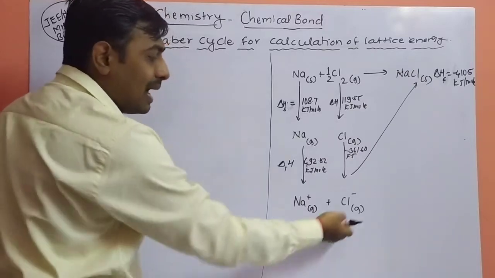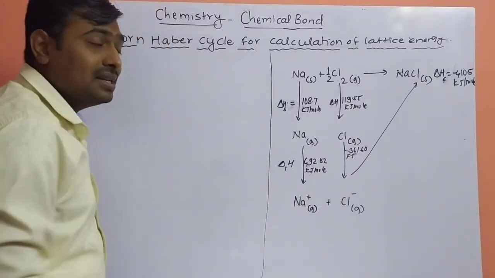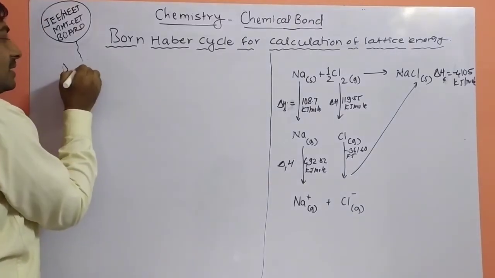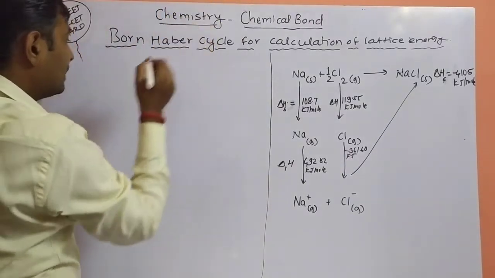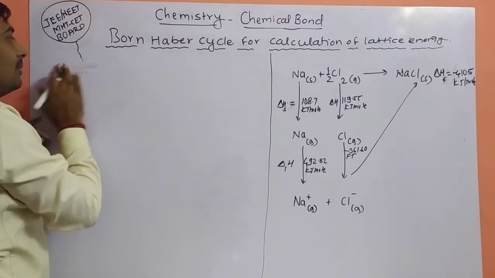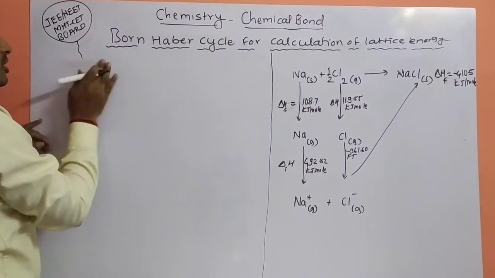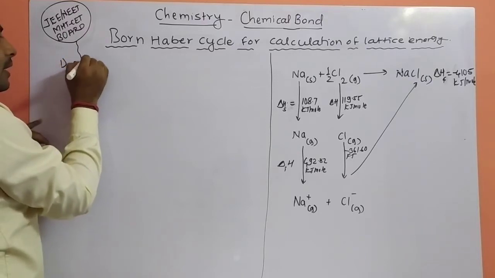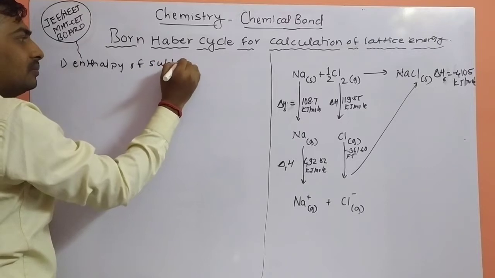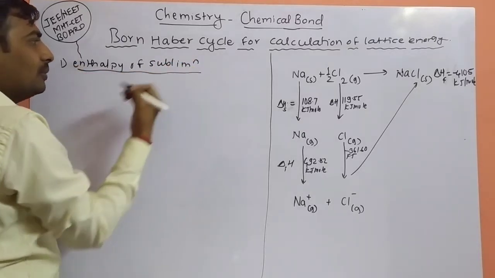But how these ions are formed, we will discuss one by one. First of all, the first process is the sublimation process, and the energy related to it is called the enthalpy of sublimation. First one, enthalpy of sublimation. So what is the enthalpy of sublimation?